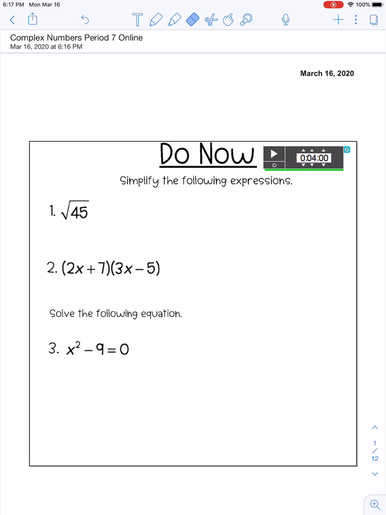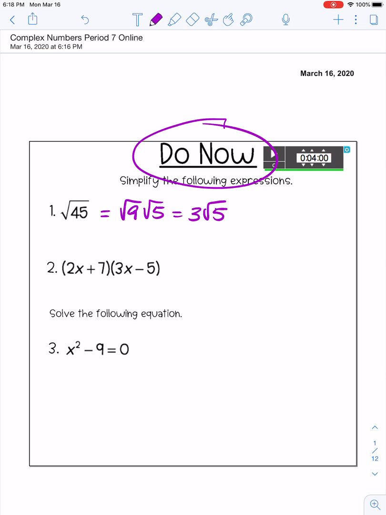Okay. So the do now is something that you should already know how to do, but we'll go through it together. Let me see if this is going to write for me. Yes. Okay. So to simplify square root of 45, we need to find a perfect square that goes into 45, which is 9. So I can rewrite this as square root of 9 times square root of 5, and we can simplify that to 3 square root of 5.